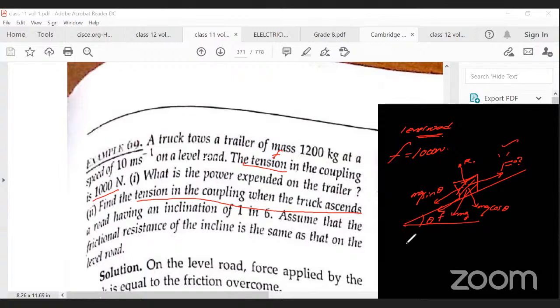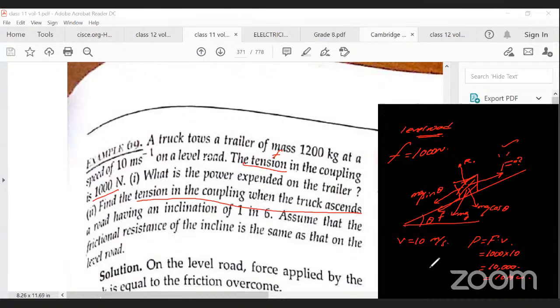Let's see. The velocity with which the object is moving is 10 meters per second, and we need to find the power. Power is equal to force into velocity. First case, it is on the level road, so there is no extra force acting on it. Tension on the level road is the same as F, which is equal to 1000 newtons. So the power I can find easily. It is 1000 into 10, which is equal to 10,000, which is equal to 10 kilowatt. So this is your power.